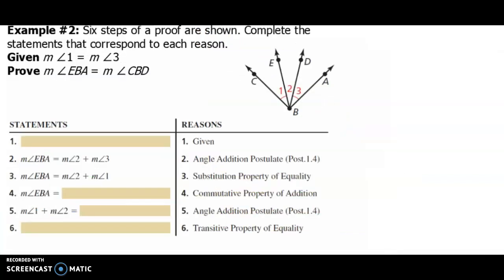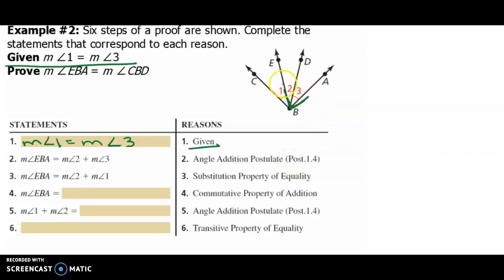All right, this one here is kind of the opposite of what we just did. So now the right-hand side of the equation is written, and we have to fill out the left-hand side. All right, so the first thing is our given. Well, our given is right here. So I can say the measure of angle 1 equals the measure of angle 3. Okay, now when you're doing this, understand what's going on. Okay, so 2 says measure of angle EBA, so this angle here is equal to 2 plus 3 put together because of the angle addition postulate.